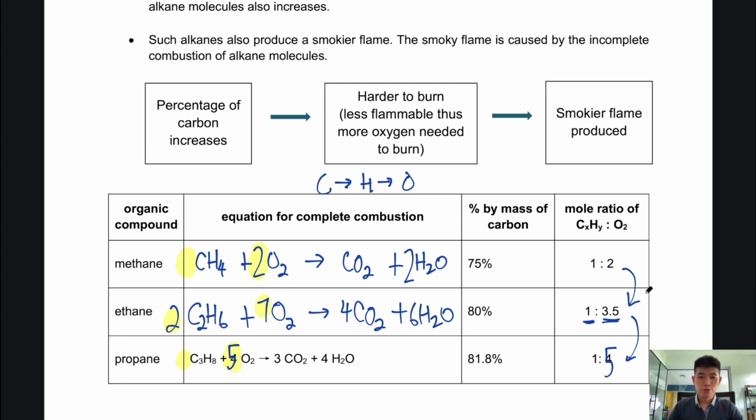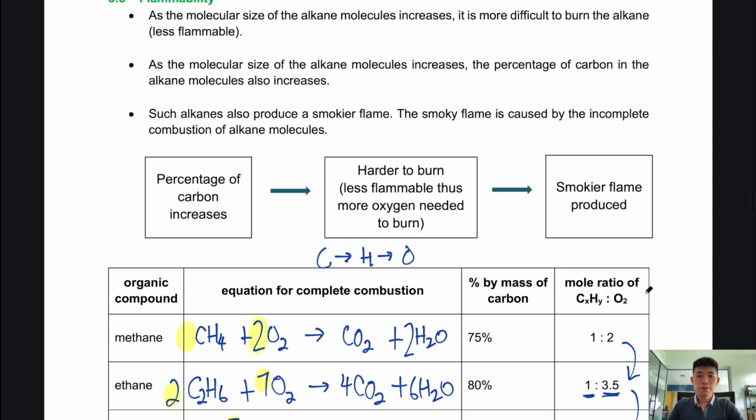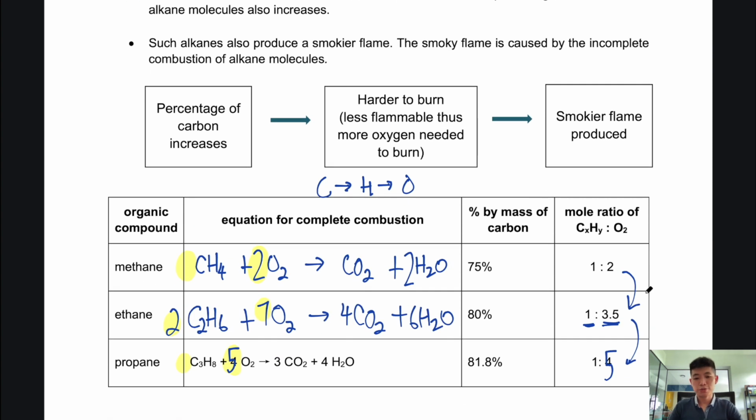When you do not have complete combustion, you tend to produce products like carbon monoxide or carbon. This will lead to a smokier flame due to the production of carbon or soot. So there is a correlation between the flammability and the percentage by mass of carbon in the molecule. With more carbon atoms in the hydrocarbon, the percentage by mass of carbon increases.